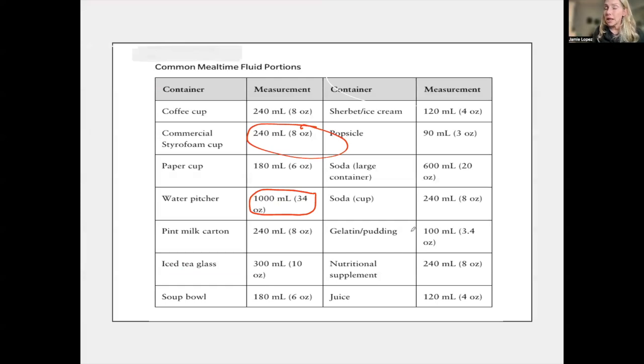And obviously, if your patient has a full 8-ounce cup of water and they drink half of it, you document that they drank half of it. You don't document that they drank the whole thing just because you set it down on their table. You have to make sure that you're documenting what they're actually taking in.